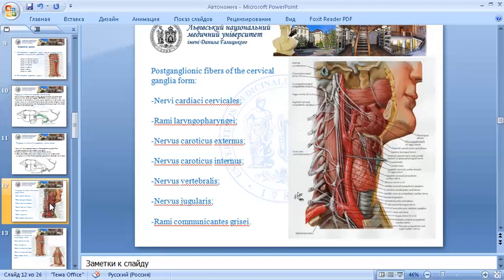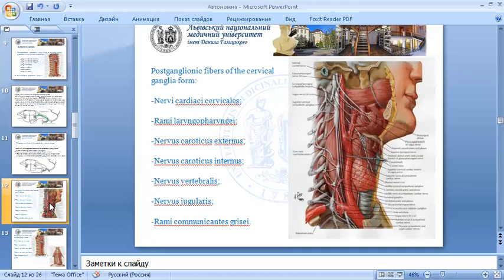Next, the rami communicantes grisei form plexuses around the vessels. For example, nervus caroticus externus creates the plexus in the wall of the external carotid artery, and it passes to the organs with its branches and supplies them. Nervus caroticus internus creates the plexus in the wall of the internal carotid artery. Nervus vertebralis is related to the vertebral artery and its branches. Nervus jugularis is related to the internal jugular vein and its tributaries.